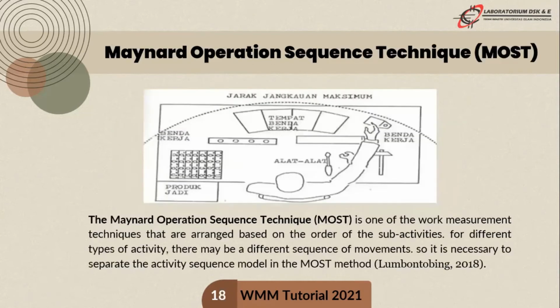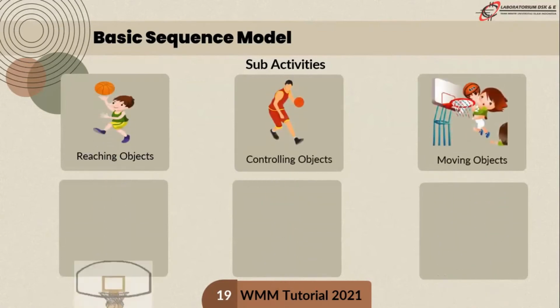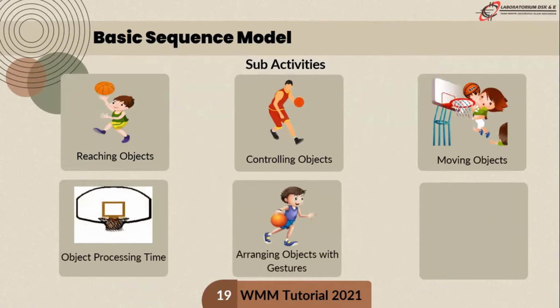Okay everyone, welcome to Maynard Operation Sequence Technique, or MOST, definition. MOST itself is one of the work measurement techniques arranged based on the order of the sub-activities. For different types of activity, there may be a different sequence of movement, so it is necessary to separate the activity sequence model in the MOST method. Lumbun Tobing 2018. Okay, next we have the basic sequence model. Sub-activities: reaching object, controlling object, moving object, object processing time, arranging object, back to work.